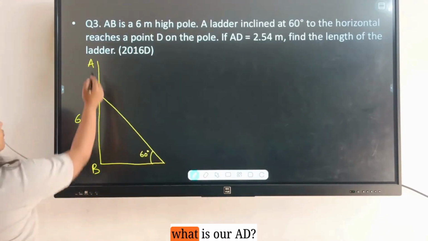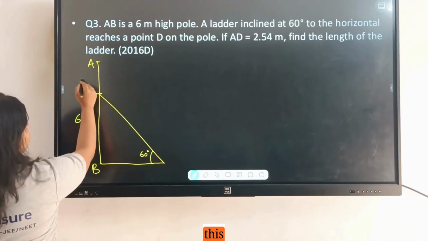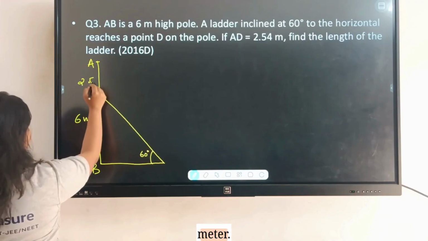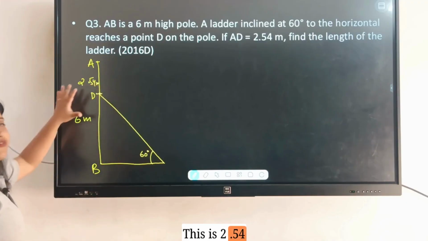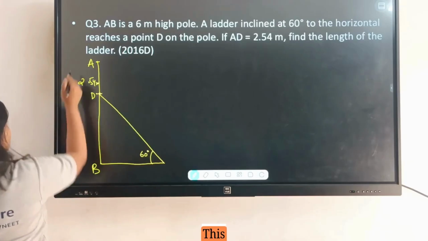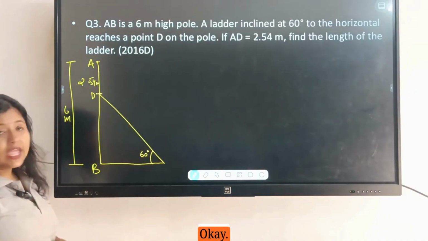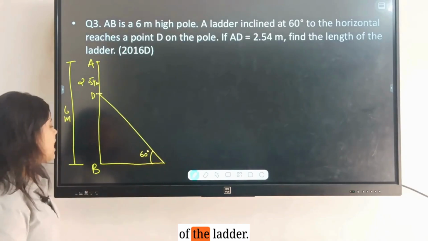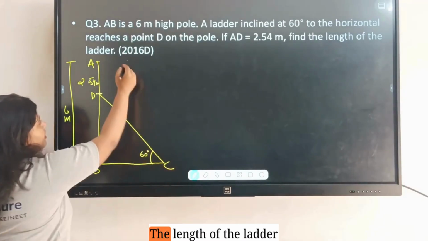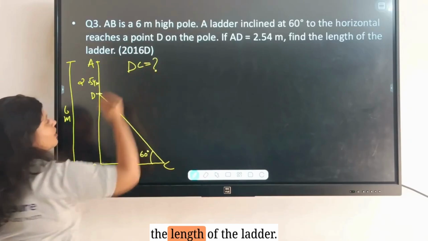If AD, what is our AD? This is 2.54 meter and this whole pole is 6 meter. Then find the length of the ladder. What will be the length of the ladder? The length of the ladder will be DC. We have to find the length of the ladder.